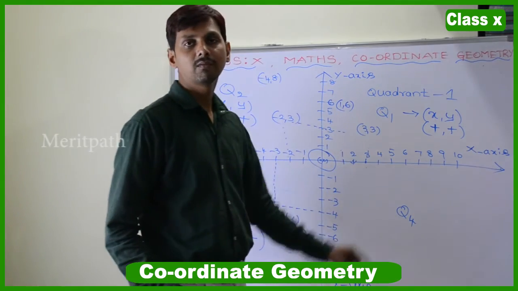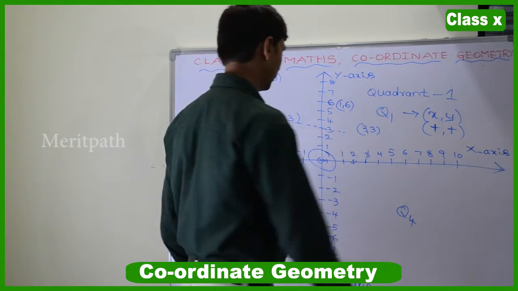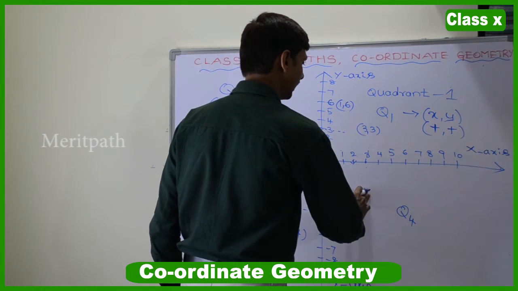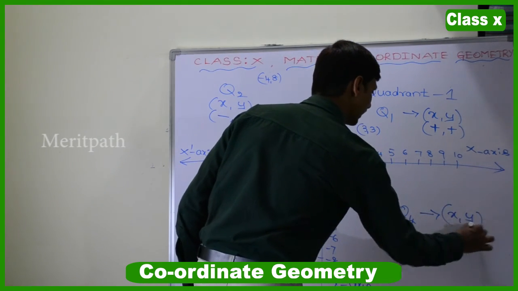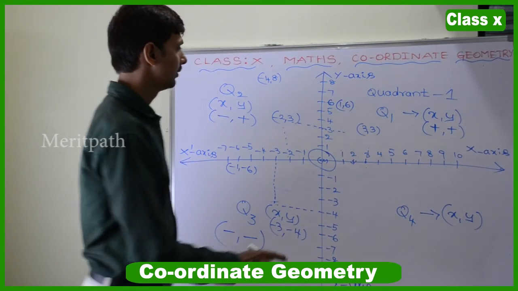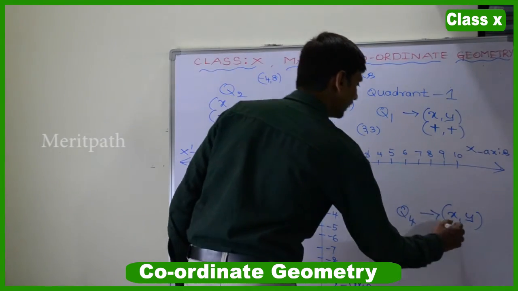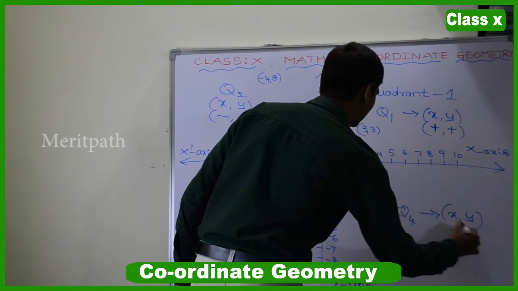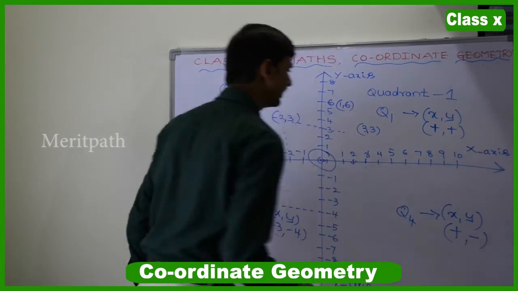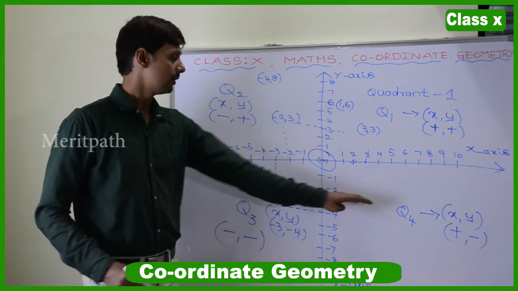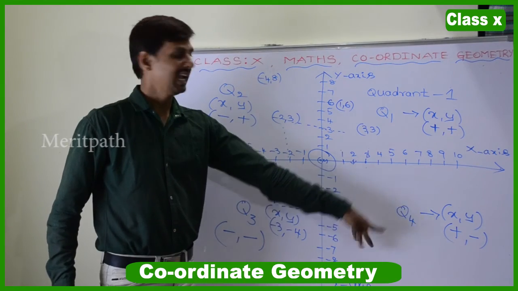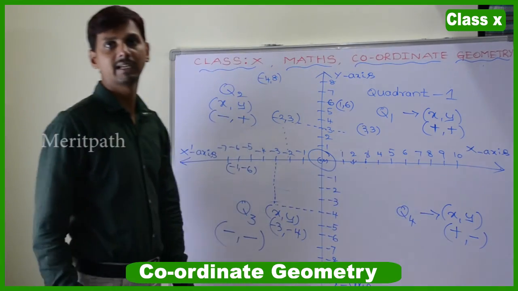Let us see quadrant 4. In quadrant 4, if we take the x-axis and y-axis, the x coordinate will be positive and the y coordinate will be negative. Plus and minus, as we have taken previously in some examples, it will be in the form of positive and negative.